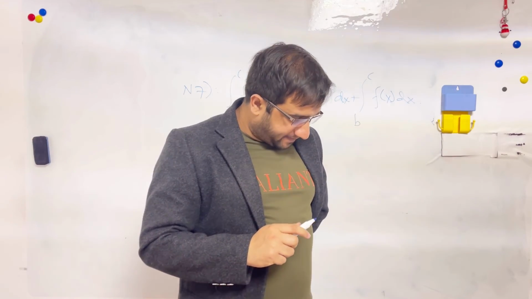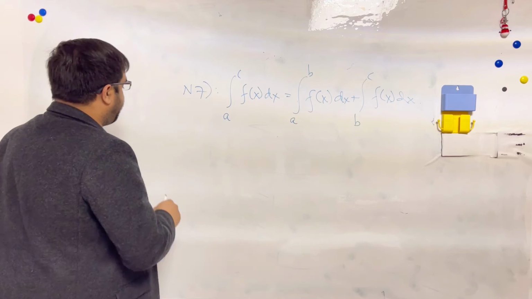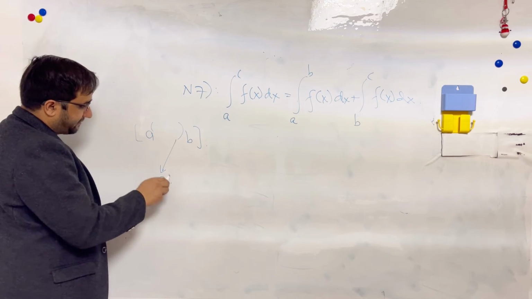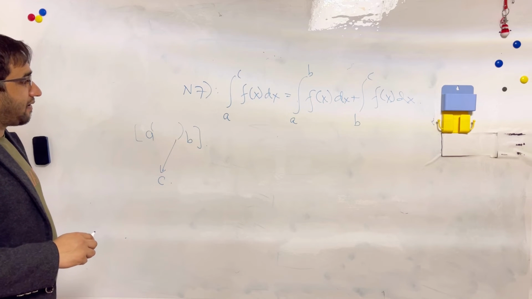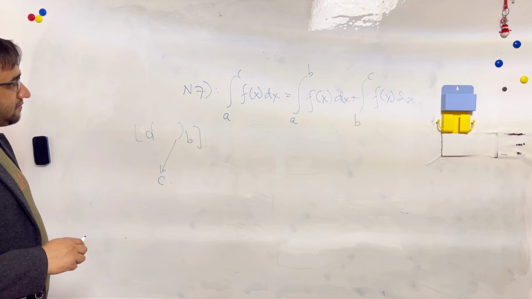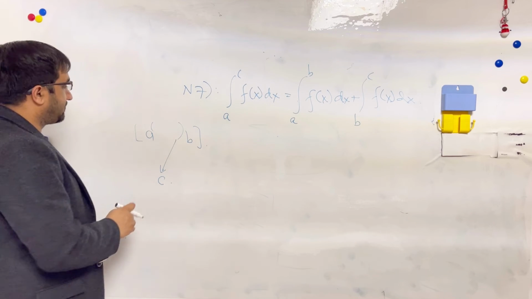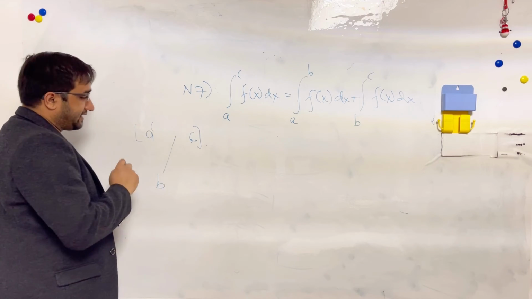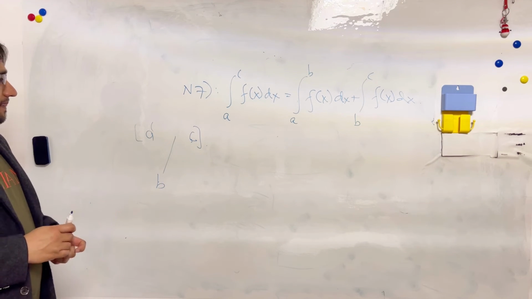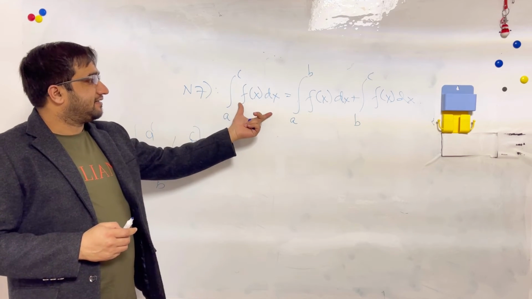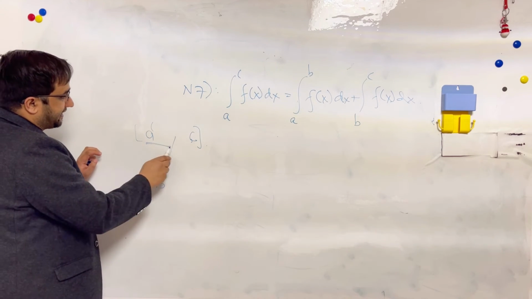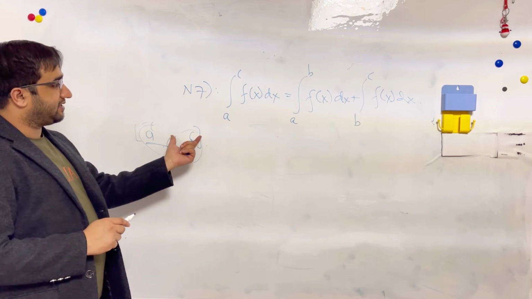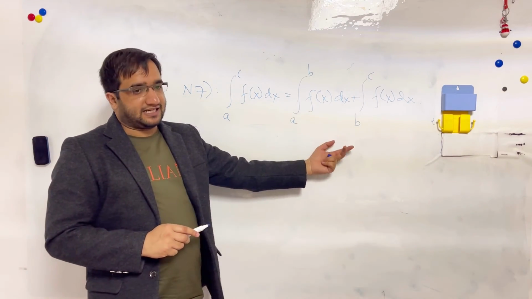Yes. So property number 7 is: if you have an interval A to C, and in between you are taking a number B, then the total integral from A to C of f of x dx is actually equal to the integral from A to B plus the integral from B to C, and that is the total. So you can always split like this, and you always have a choice.